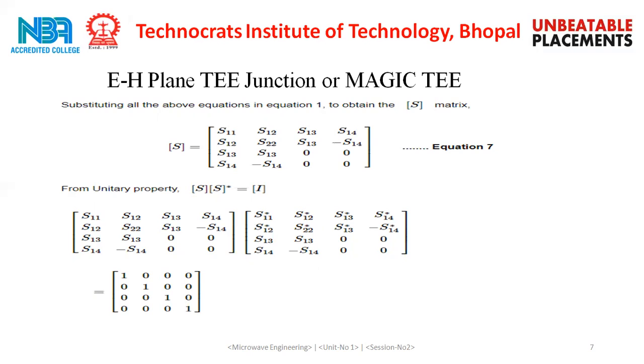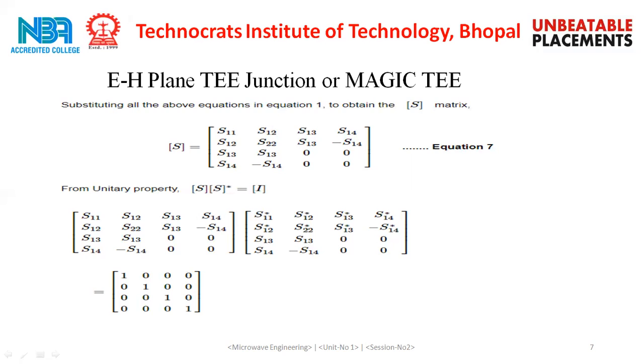Now, according to the unitary property of the scattering matrix, we know that S into S conjugate is equal to I. So what we are going to do is take this reduced matrix along with the multiplication of one more matrix, which is nothing but the elements having the complex conjugate value. And the product of these two is equal to the identity matrix. So we have written it like this.